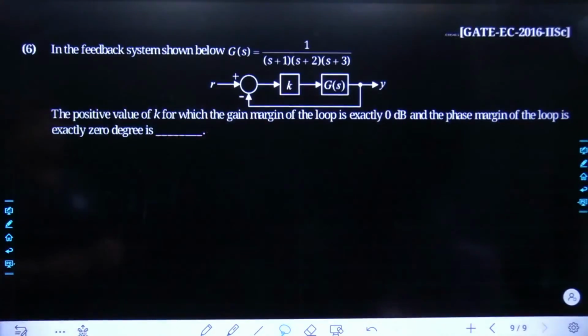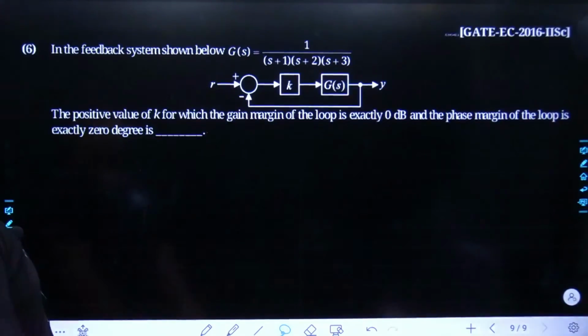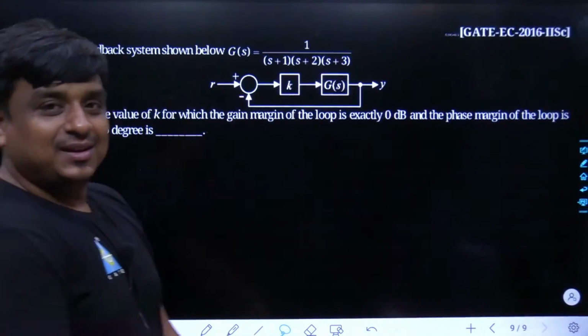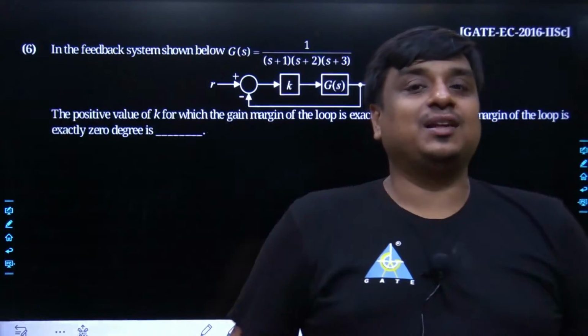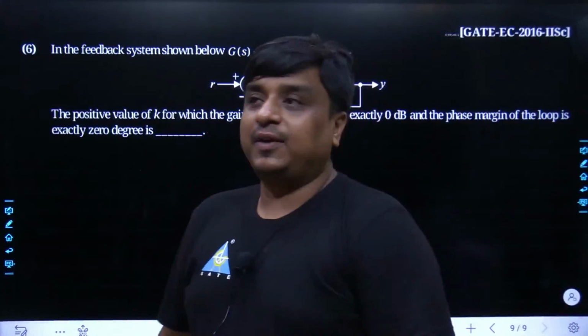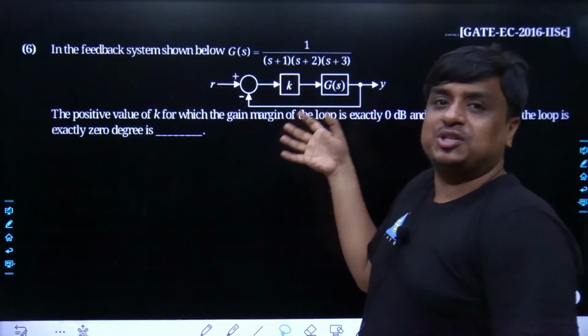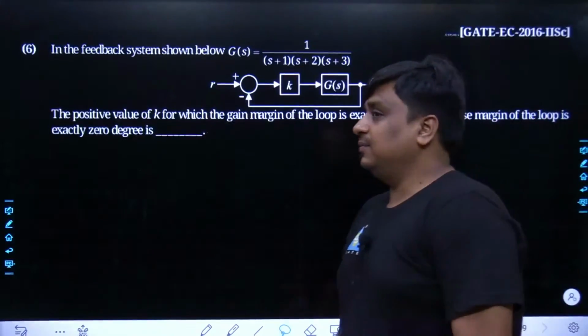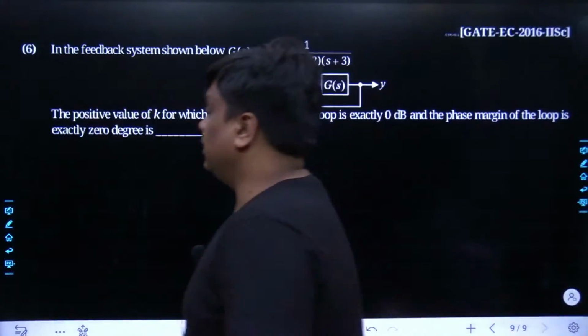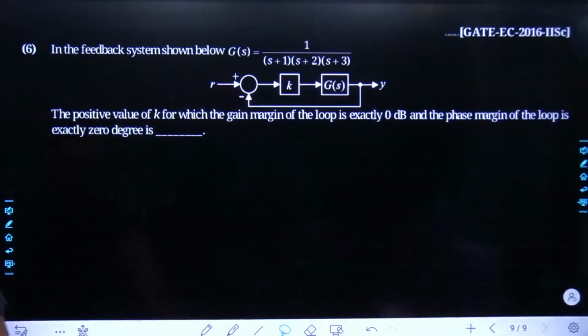In the feedback system shown below, G(s) is 1 divided by (s plus 1)(s plus 2)(s plus 3). Find the positive value of k for which the gain margin of the loop is exactly 0 dB and the phase margin of the loop is exactly 0 degrees. Yes. Tell me, what is the basic concept behind this problem? My dear friend, they want a certain situation in which the gain margin as well as the phase margin are both precisely 0 dB and 0 degrees. In that case, you have to find the value of k.